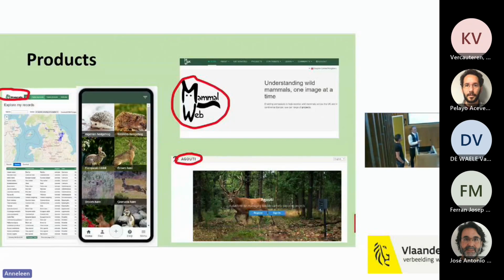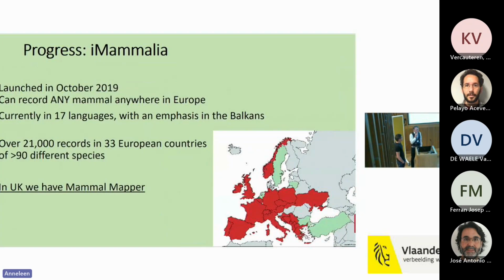So very briefly, we've got these three products working within ENETWILD. I'll just briefly go over two of them. So iMammalia has been running since late 2019. It's currently in 17 languages. We could still do with a few more translations. You can see where we've had public launches. We've had over 21,000 records and more than 90 different species. So it's working. In the UK, we've actually got a separate system called Mammal Mapper, which this is kind of copies.